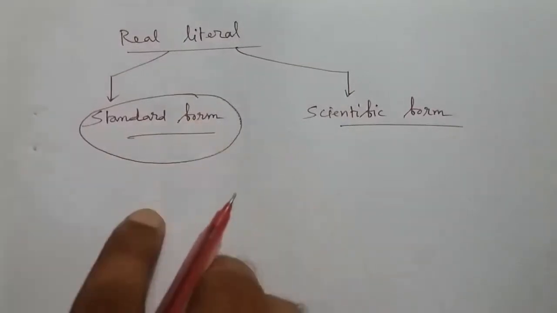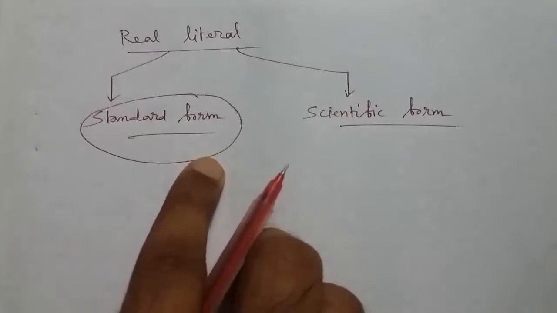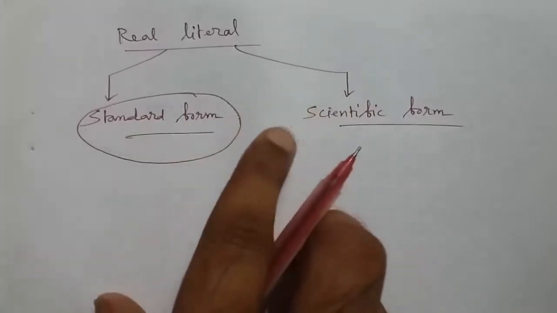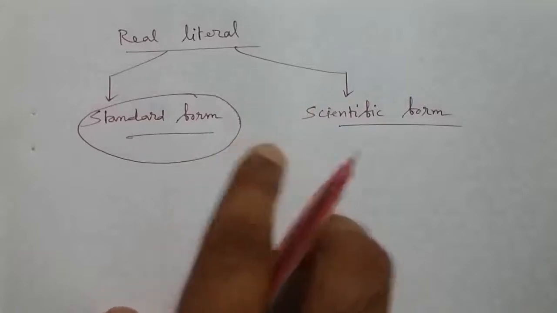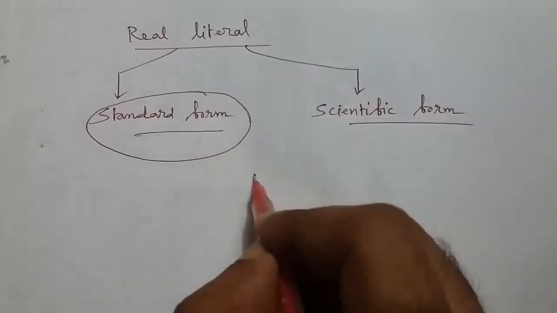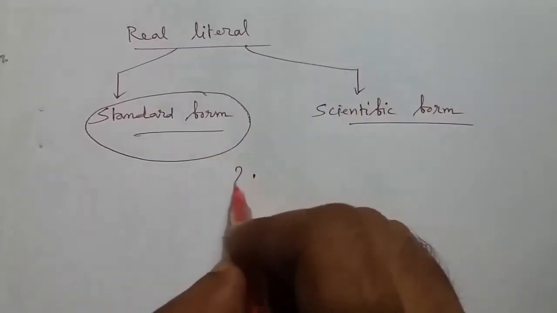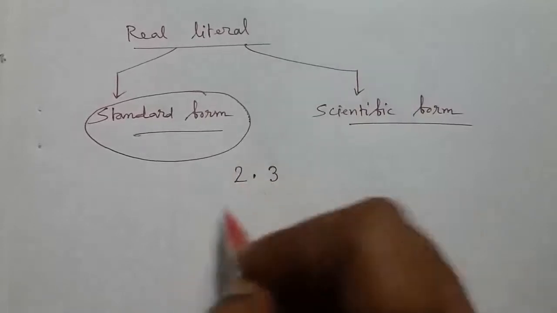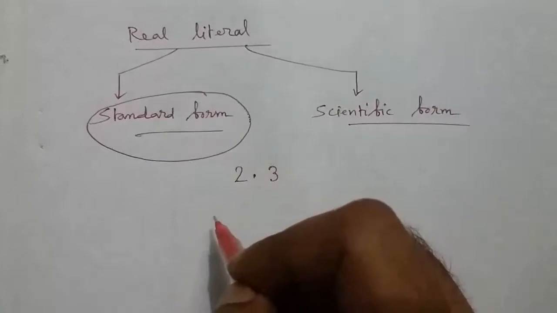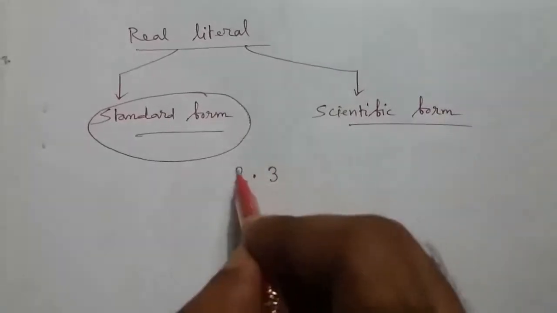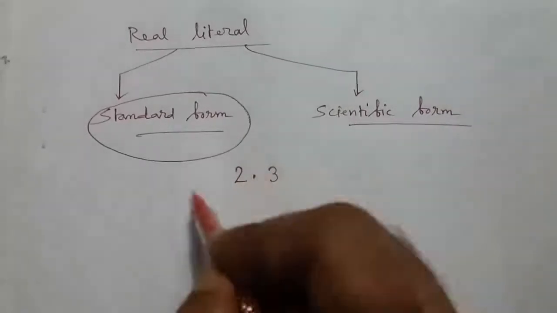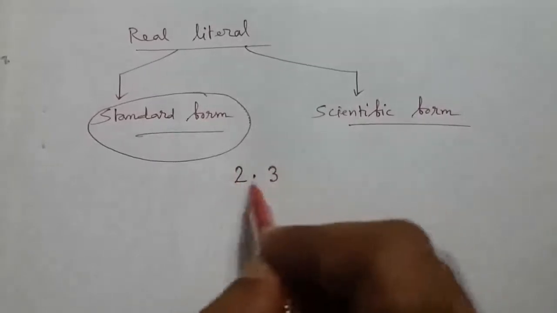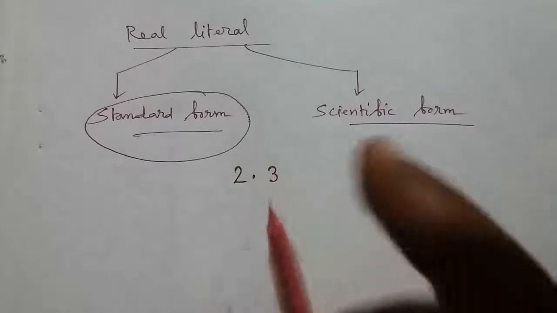Now, a real literal in standard form, listen carefully, must have at least one digit before the decimal point and after the decimal point. There may be more than one digit, but at least one digit must appear before and after the decimal point. That is the first criterion.